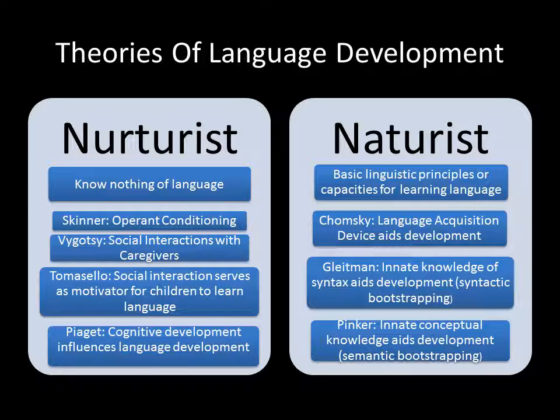There are 2 main theories of language development: the nurturist versus the naturist. Nurturists believe that children are born knowing nothing of language, that language is acquired. And the naturists believed that children are born with an innate ability to learn linguistic concepts. Let's take a look first at the nurturists. So they think that children know nothing of language and it all must come from the outside.